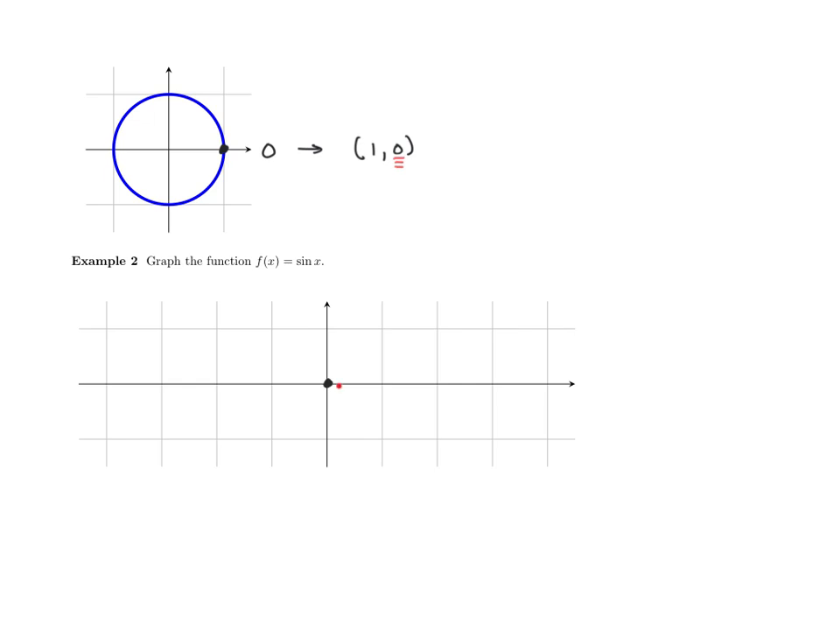I think the next obvious place to go is here, to pi over 2 radians. And this corresponds to the point, okay, that is 0 for x, but 1 for y. And 1, that's the value of sine. Here I'll mark pi over 2 on this axis. The corresponding value of sine is 1, which I'll put up here.